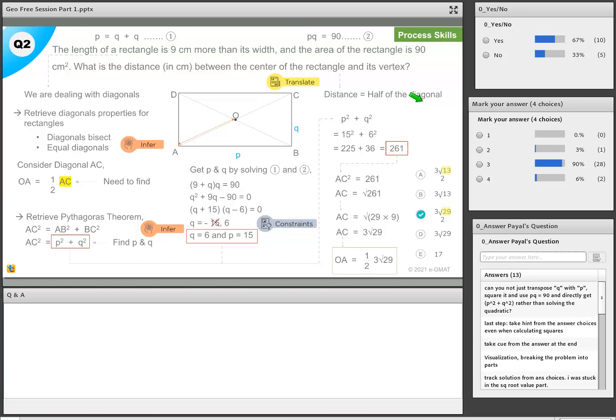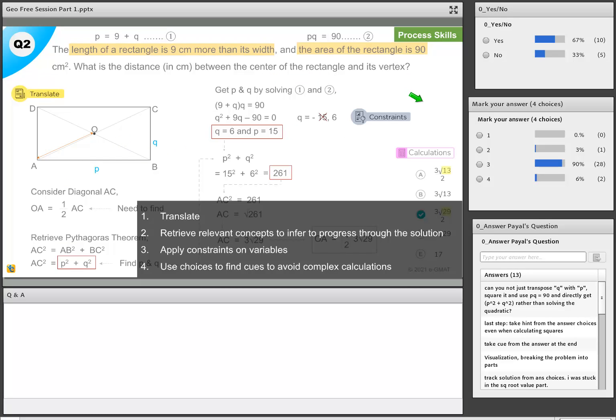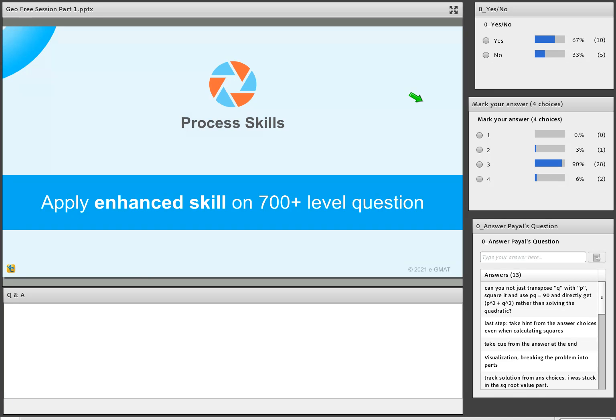Okay, now let's take this learning and apply it on the next question. So again, translate, retrieve relevant concepts to infer, apply constraints on variables, use choices to find cues, right? So we're going to take all these learnings and move forward to our question number 2. Now, one thing I'm going to tell you is go back to your revision of the concepts pertaining to diagonals that we discussed up front before we started talking about these questions in detail. Definitely retrieve that concept appropriately. In a way, I'm giving you a hint to solve this question correctly. Okay, so let's move forward.